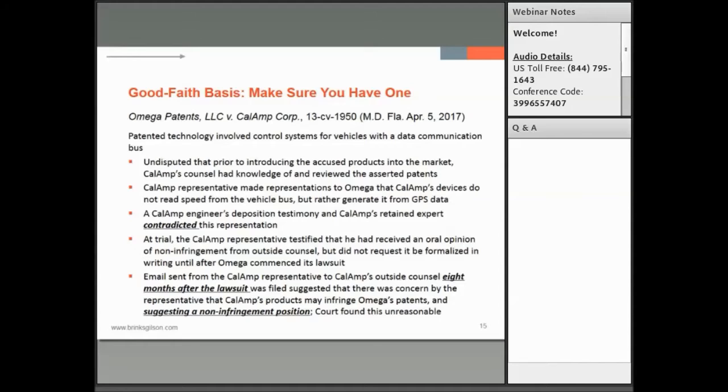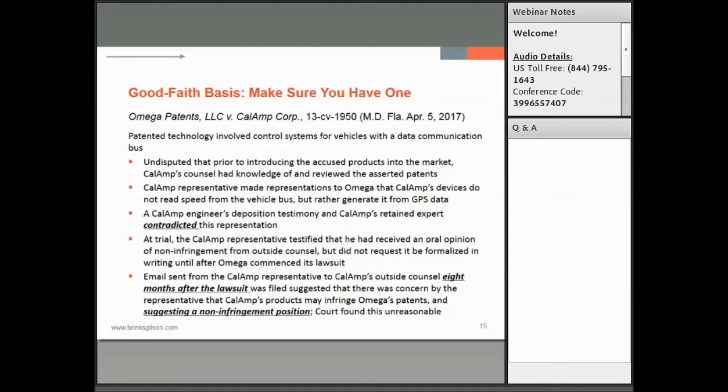But a key point here is that defendant had a representative, their representative testified at trial that he previously received an oral opinion of non-infringement prior to the initiation of litigation, but didn't have it reduced to writing. As we all know, reliance on opinion comes with waiving of privilege, and there may be communications that are produced in conjunction with that. And that's exactly what happened here.